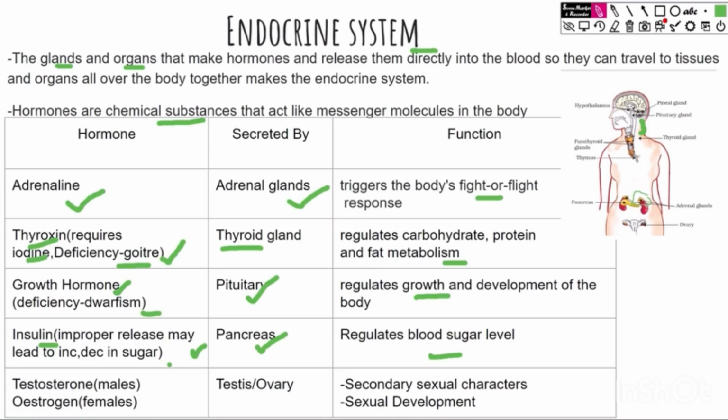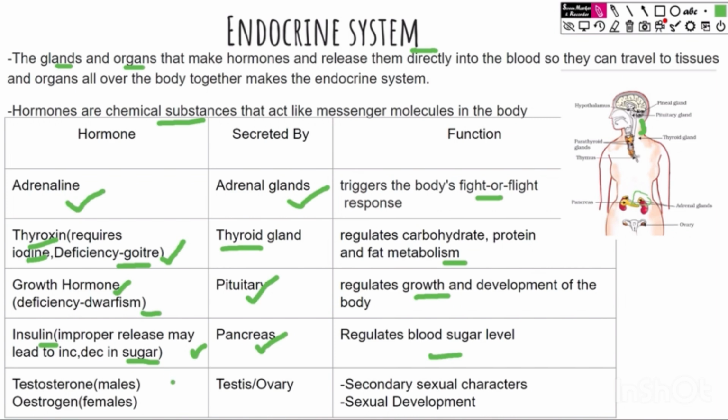So if there is a deficiency, increase or decrease in insulin levels, then there is a change in sugar levels as well. That is why the amount of insulin is to be controlled, and this often leads to diabetes, which is very commonly seen in a lot of adults. This is due to the improper release of the insulin hormone by the pancreas.